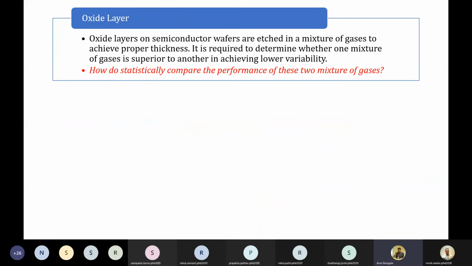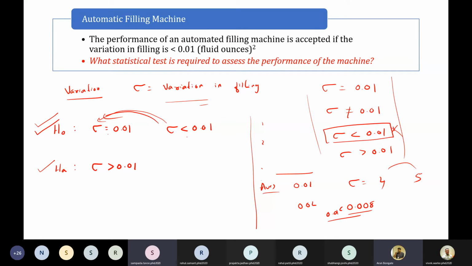But for the null hypothesis, we have made it exactly equal to 0.01, no? Null hypothesis is exactly equal to 0.01. Then how can we go for the null hypothesis when the value is 0.008? That is what I'm telling, ma'am.